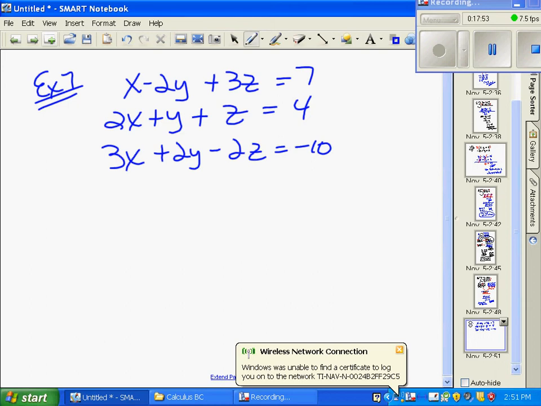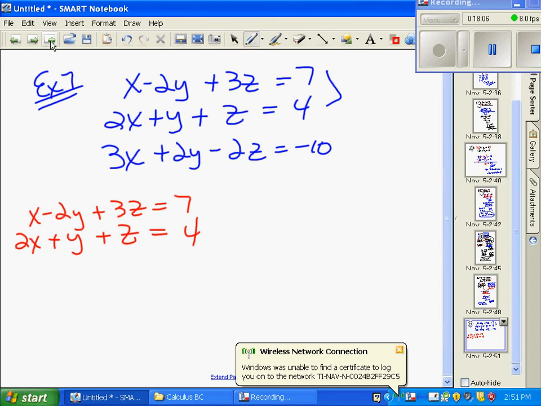Okay, I'm going to put the first two equations together, so I'm going to write them over here. x minus 2y plus 3z equal to 7, and 2x plus y plus z equal to 4. And what do you want to eliminate? You want to eliminate the x? Does that sound good? Can't hear you, so I guess the answer is yes. It's so boring with nobody here.